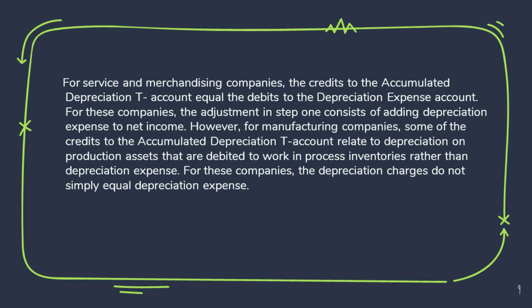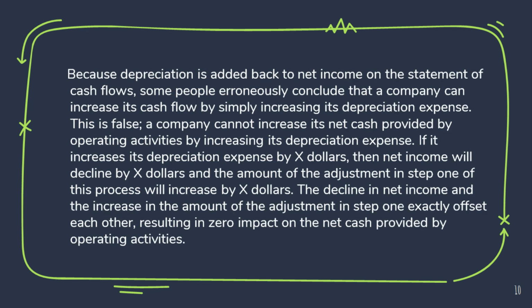However, for manufacturing companies, some of the credits to the accumulated depreciation T account relate to depreciation on production assets that are debited to work in process inventories rather than depreciation expense. For these companies, the depreciation charges do not simply equal depreciation expense, because depreciation is added back to net income on the statement of cash flows.